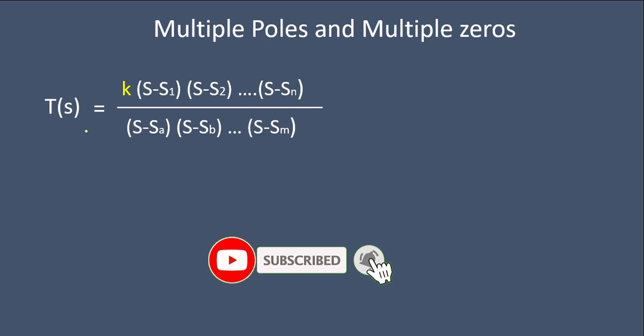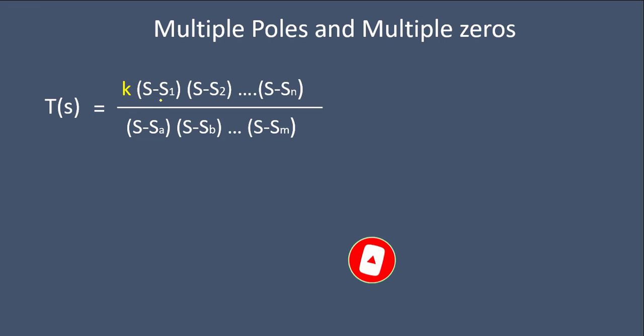Now let us discuss multiple poles and multiple zeros. Now consider a transfer function P of S in the form of a numerator polynomial upon a denominator polynomial. We have S minus S1 into S minus S2, so on till S minus Sn, upon S minus Sa into S minus Sb, so on till S minus Sm. We know the roots of the numerator are the zeros. So the zeros will be s equals to plus s1, then s equals to plus s2, and so on till s equals to sn.